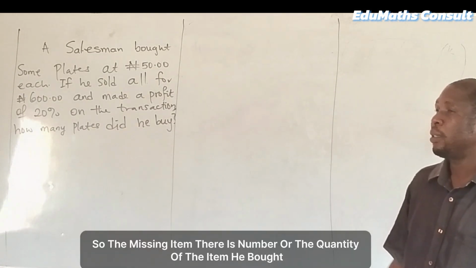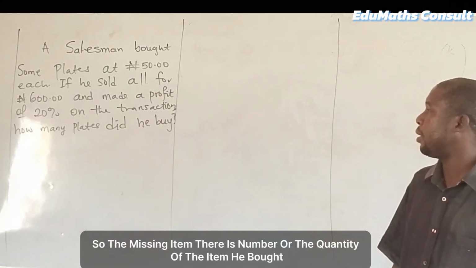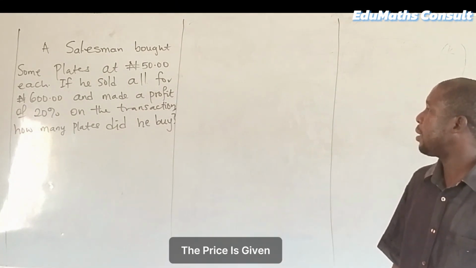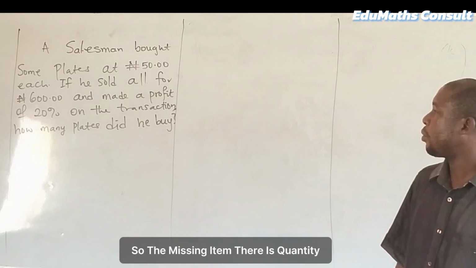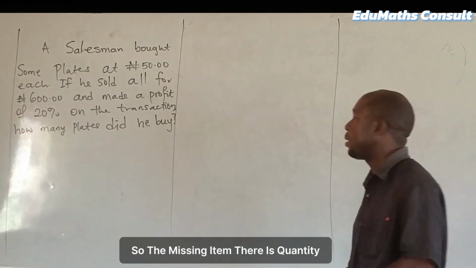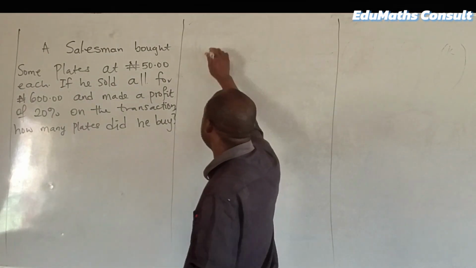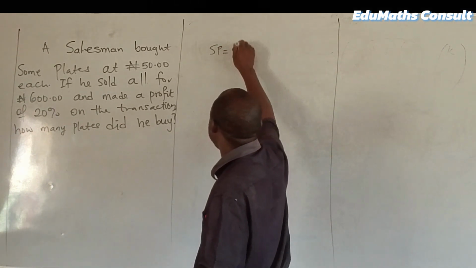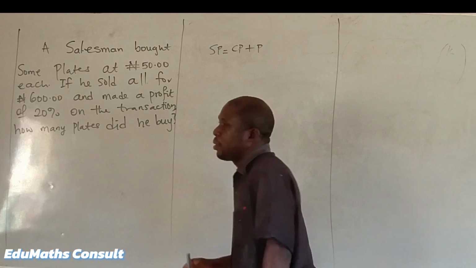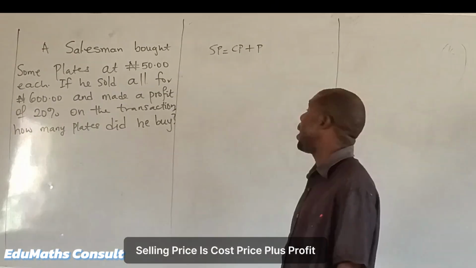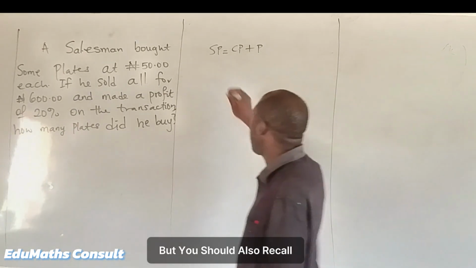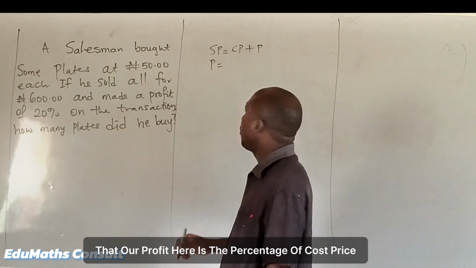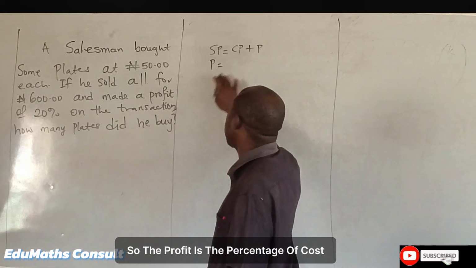So the missing item there is the number or the quantity of items he bought. The price is given. So the missing item there is the quantity of items. Now remember, the selling price in this case is equal to cost price plus profit. But you also recall that our profit here is a percentage of cost price.